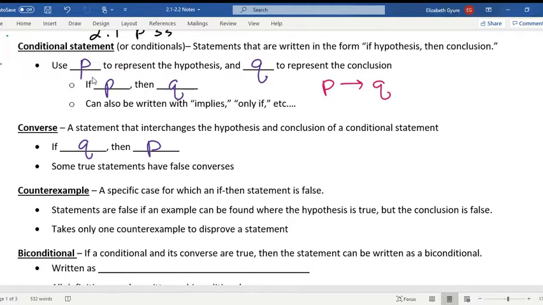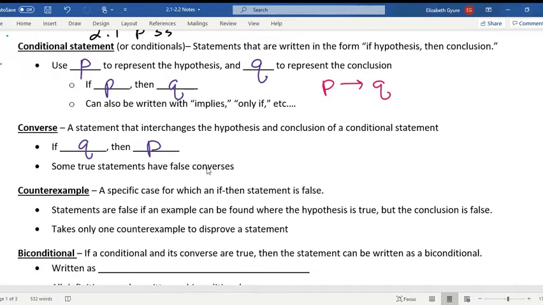But what if we took those phrases and we flipped them around and turned them into the converse? Then that statement would read, if you live in Indiana, then you live in Chesterton. Well, that's not necessarily true. And that's because some true statements have false converses. Some things you can flip around and they're still correct. Others, you flip them around and they become false. Just because you live in Indiana does not mean you live in Chesterton.